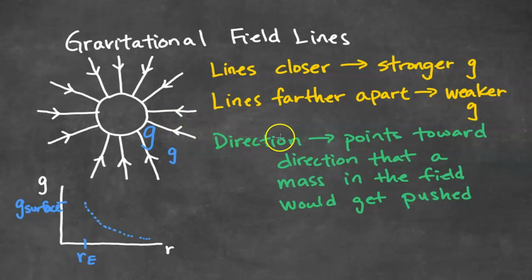The direction of the gravitational field points towards the direction that a mass in the field would get pushed. So if I put an apple over here, it would get pushed in this direction, and so the direction of the gravitational field here is going to be in that direction.